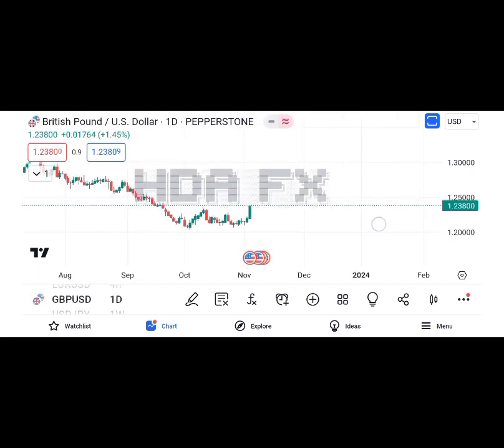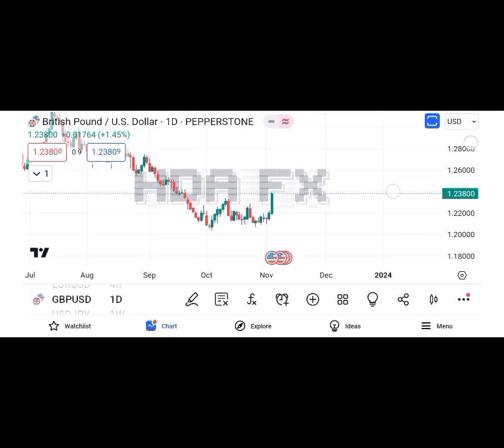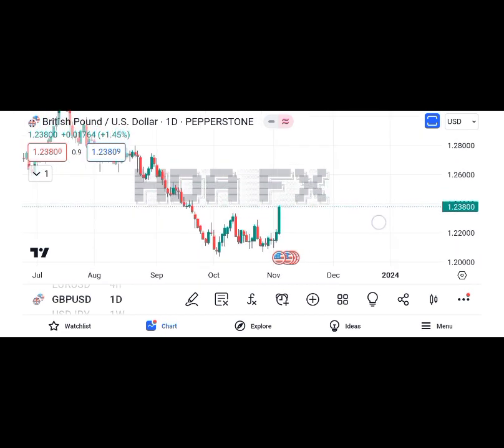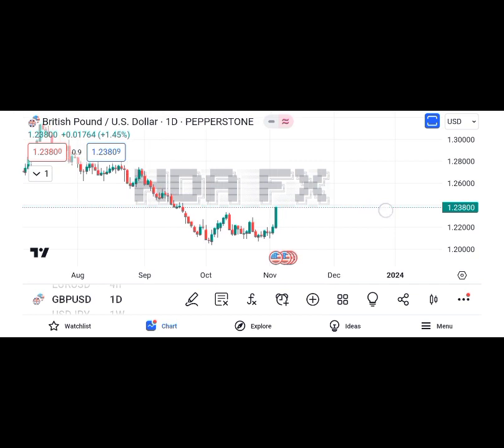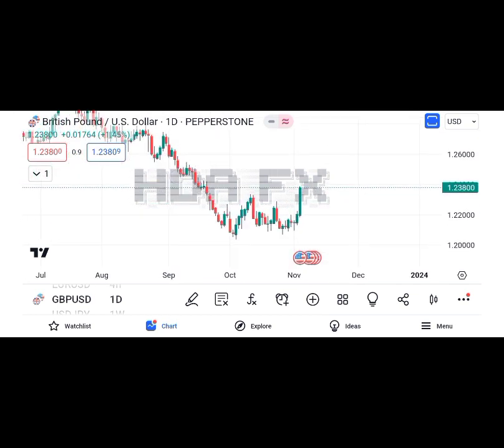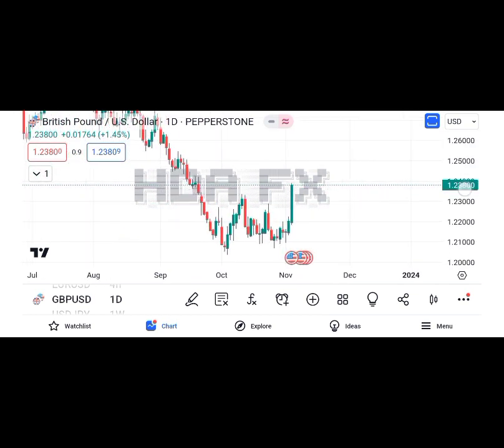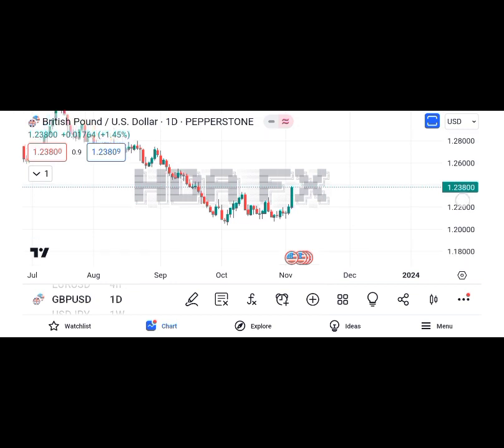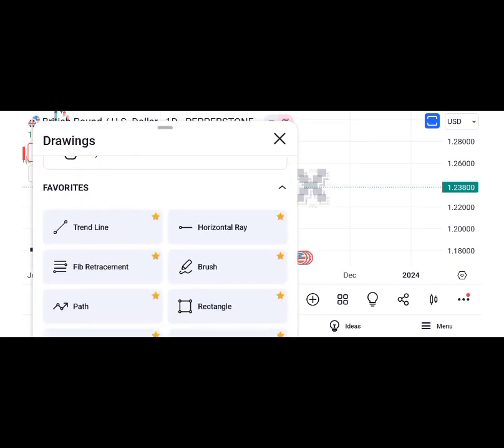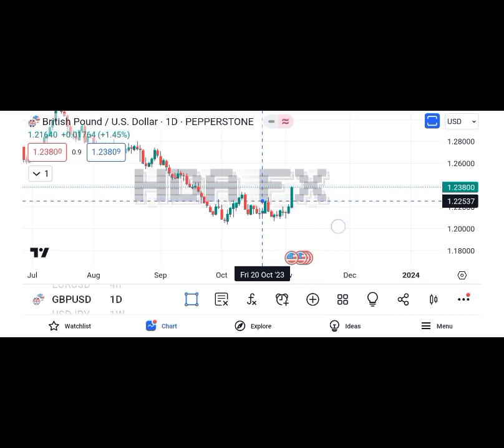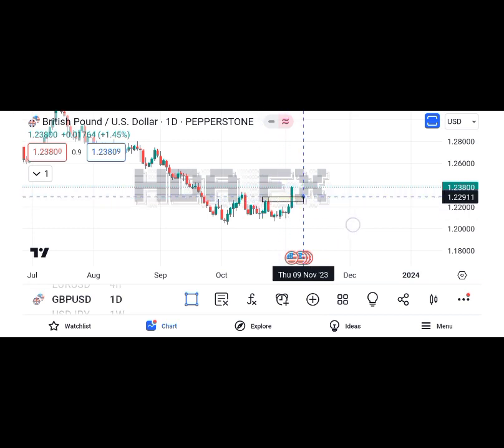Our next pair is the Great Britain pound and the US dollar. On this pair too, we saw that price moved upward sharply due to the NFP news. On GBPUSD, we saw price breaking the structure here, this zone of interest here.